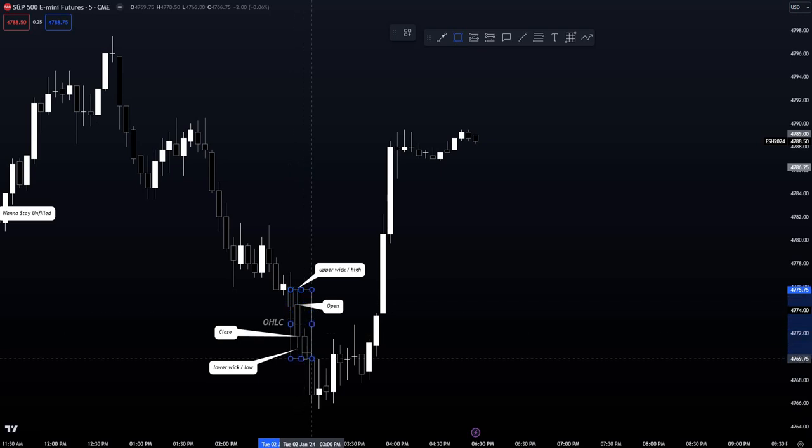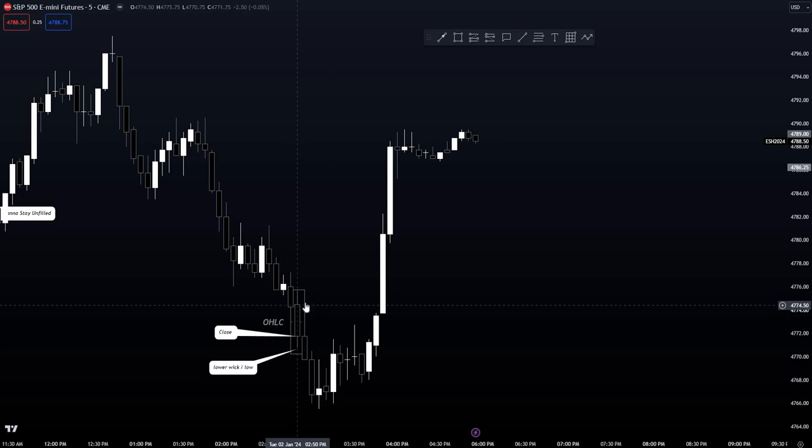Just looking at this candlestick right here, we have our open at the high of the body, the high of the candle at the top of the wick, the low of the candle at the bottom of the wick, and the close at the bottom of the body. This is known as the open, high, low, close. If you're taking a look at that, we have open, high, low, close.